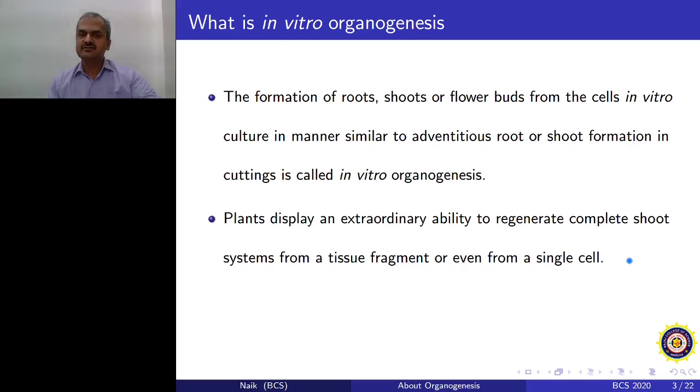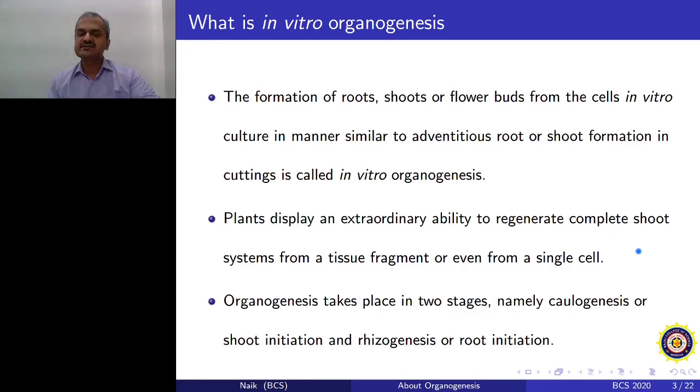Now plants display an extraordinary ability to regenerate a complete shoot system from a tissue fragment or even from a cell. In my previous section, when we discussed the thin cell layer system, we already saw that even epidermal cell layers have a capacity to form meristematic clusters, and these meristematic clusters become predetermined to form either shoot or root primordia, and these primordia can form either shoot or root. So plant systems do have an extraordinary ability in that sense.